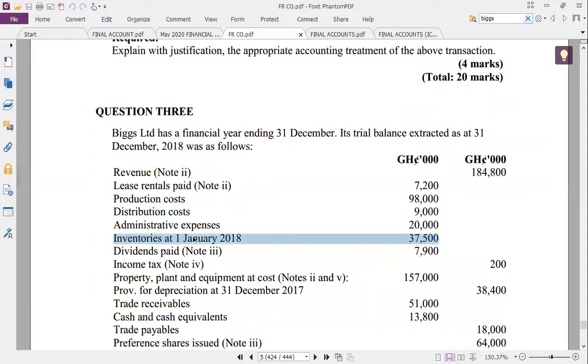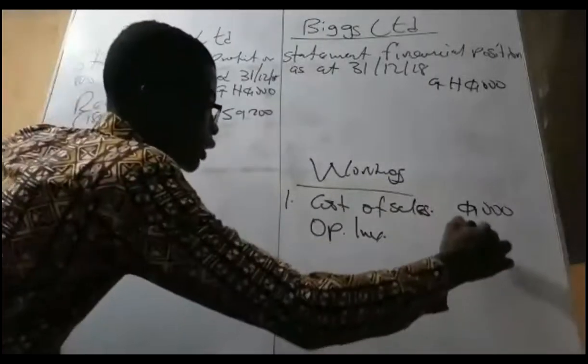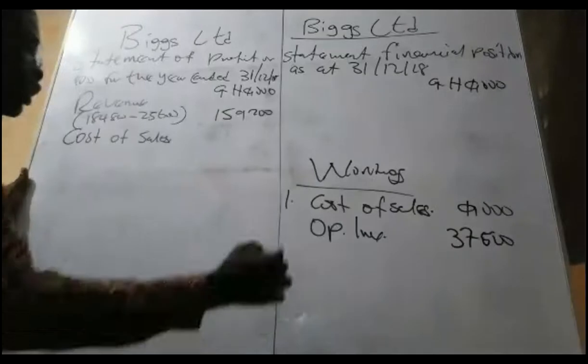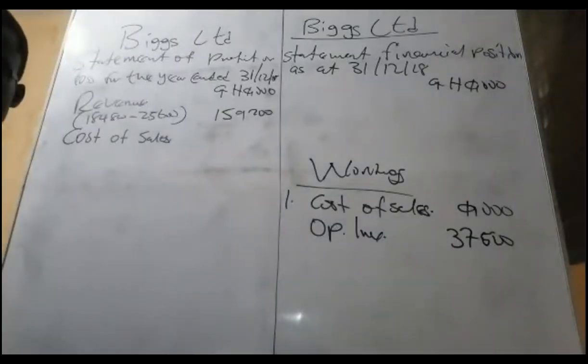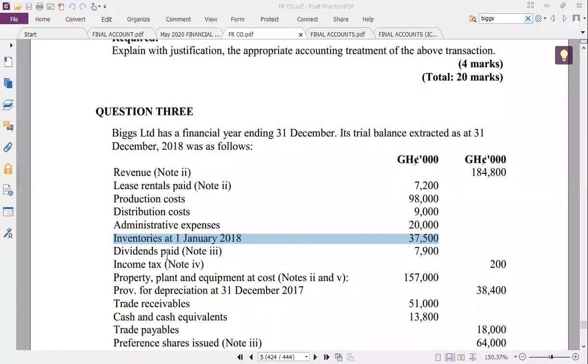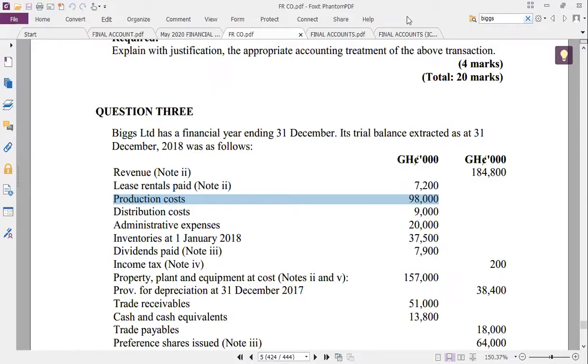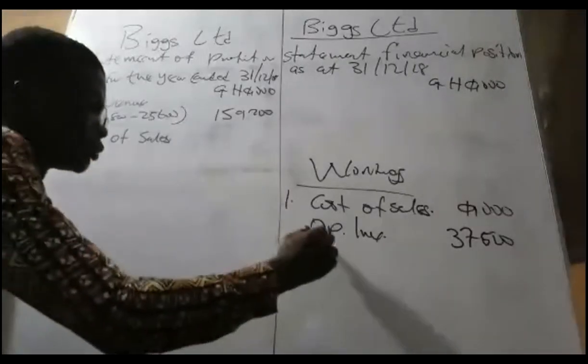Inventory. That's 37,500. So 37,500. Let's see if you have purchases or production. A manufacturer will produce, a trader will go and buy. So that's the purchases. Buy and sell. But you have production cost, so that means this is a manufacturer. He produces both local and continental dishes. That's 98,000. So production cost will come.